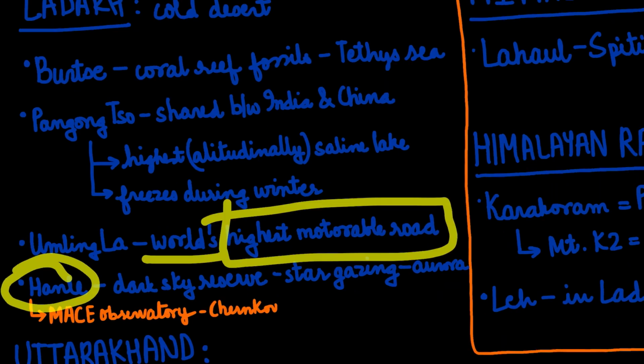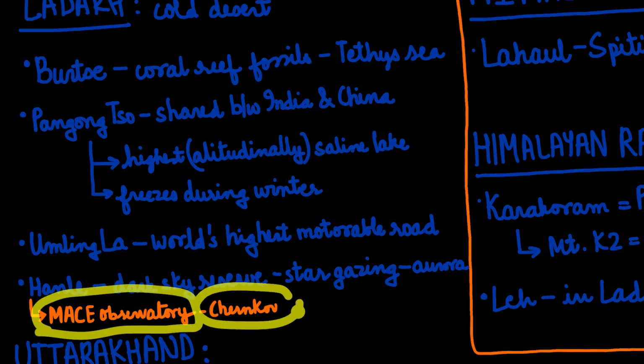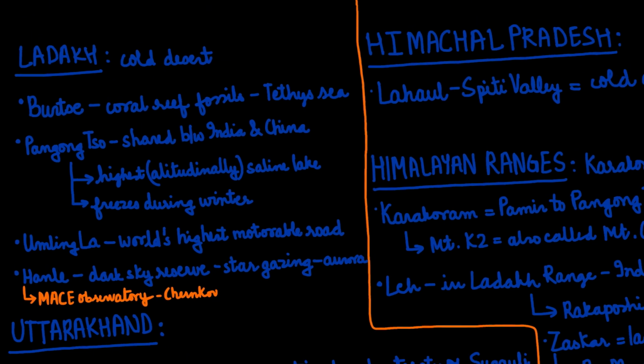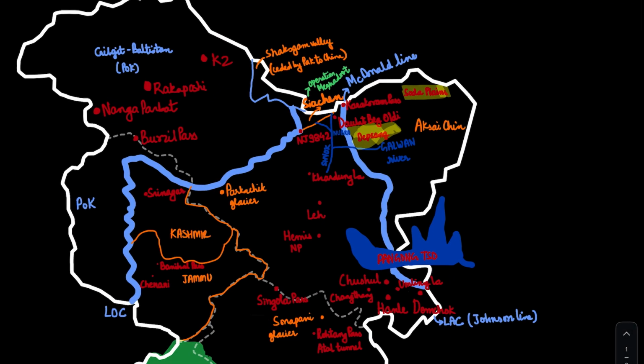In Hanle, as I told you, it's a dark sky reserve. It is known for stargazing, and also recent events of aurora were observed from that area. Recently, the MACE Observatory for Cherenkov experiments is in use in Hanle. So this was all about the areas of Jammu Kashmir and Ladakh.